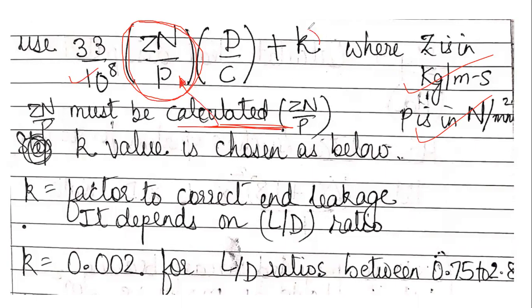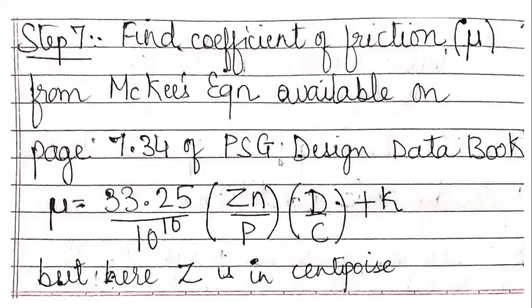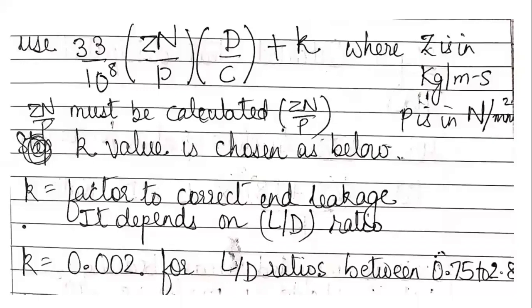How to select the value of K? You have to take the value of K as 0.002 for L by D ratios between 0.75 to 2.8. In the very start of this lecture, I have already told you that this is what you have to select for the value of K. So in short, our 7th step is to find coefficient of friction mu from this Mackey's equation.